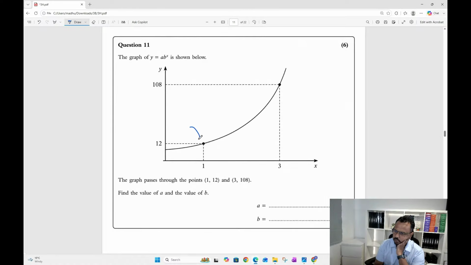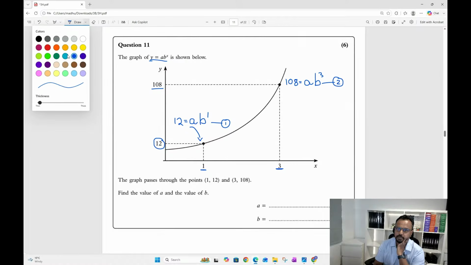Let's think about this point. We know y is 12, because the y coordinate is 12, equal to a times b to the power of x. I don't know my a, I don't know my b. What's my x, guys? The x coordinate is 1. Look at this point. y is 108, equal to a times b to the power of x, I don't know a, I don't know b, but I know my x is 3. Now, all I need to do, guys, is solve them.